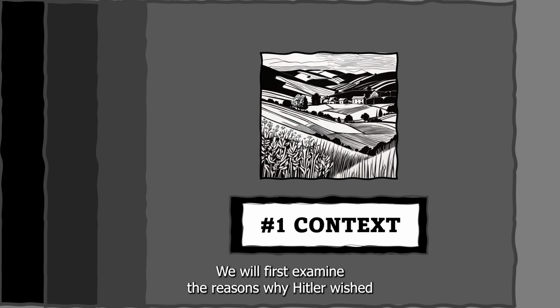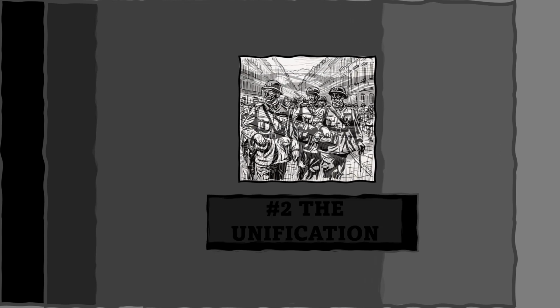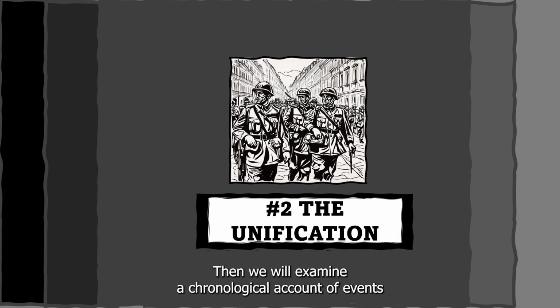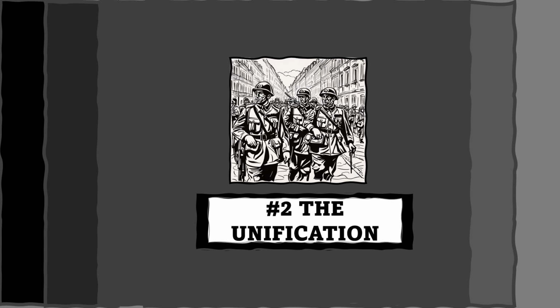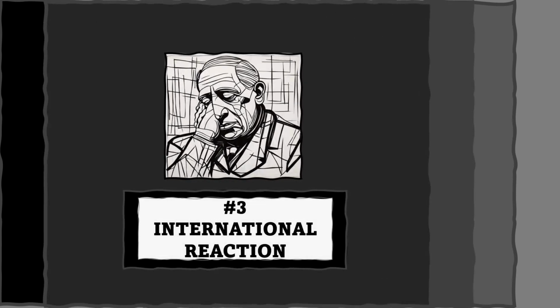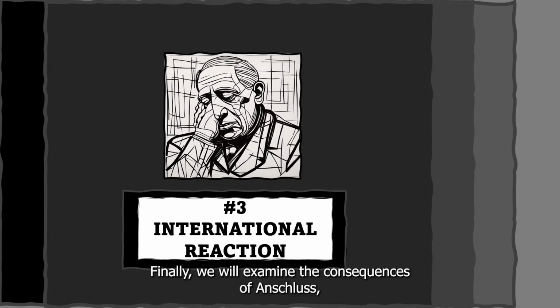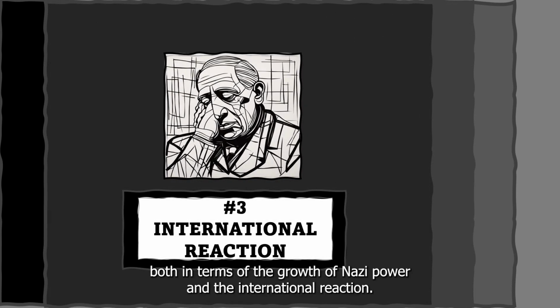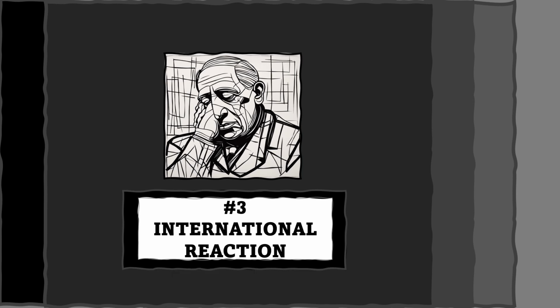We will first examine the reasons why Hitler wished for Germany to unify with Austria. Then we will examine a chronological account of events that led to Austria becoming part of the Third Reich. Finally, we will examine the consequences of Anschluss both in terms of the growth of Nazi power and the international reaction.